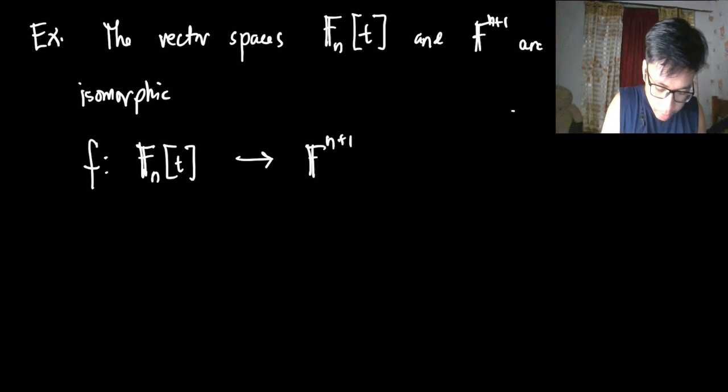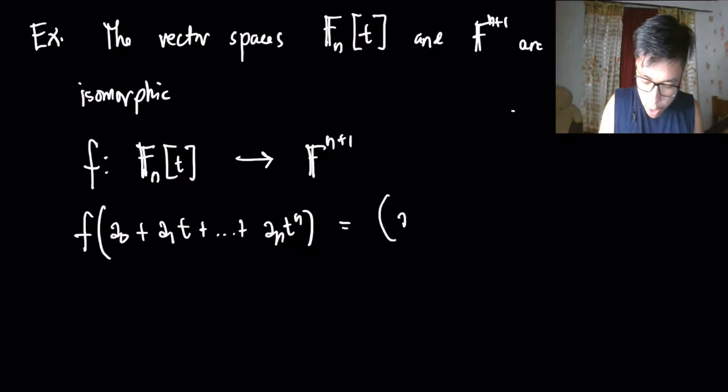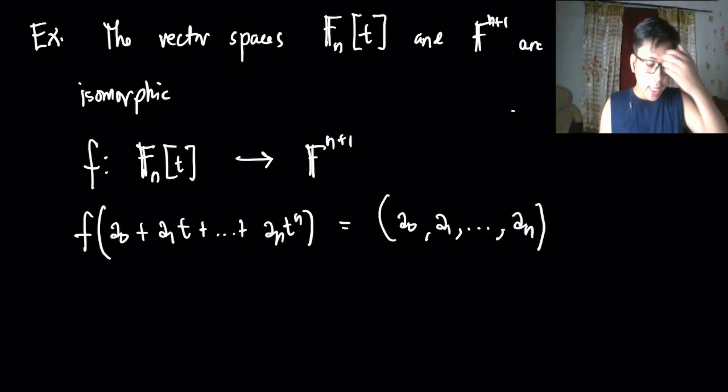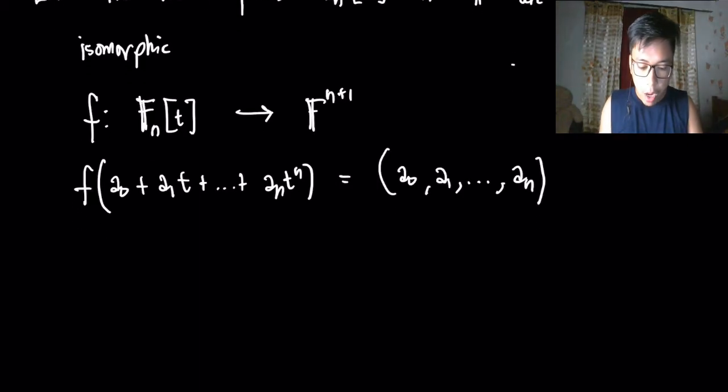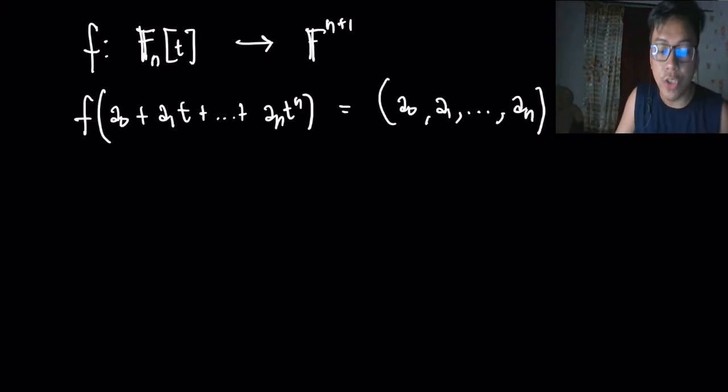So this is defined by sending an element of F_n[t] to the (n+1)-tuple of its coefficients. So there are n plus 1 entries. Okay, in this case, let's double check whether this is, of course, a linear transformation.